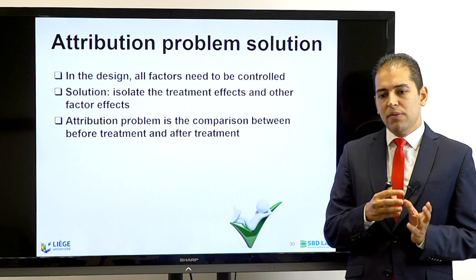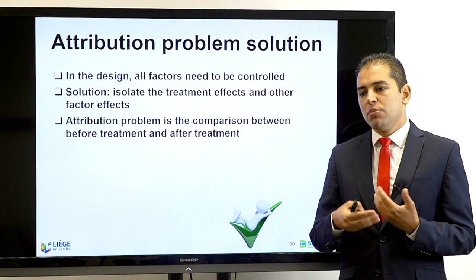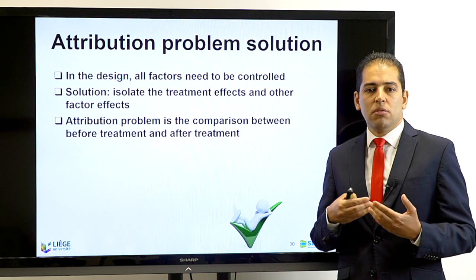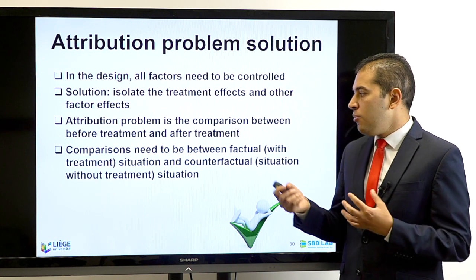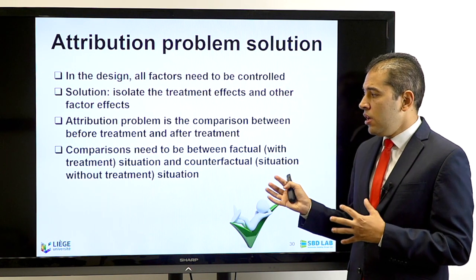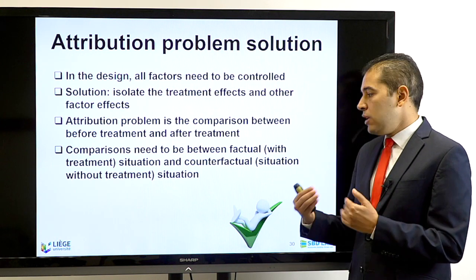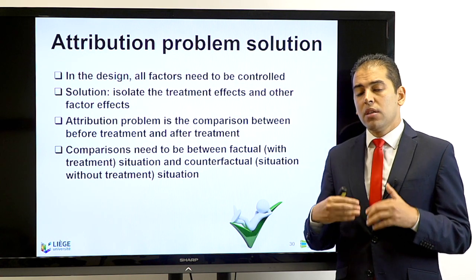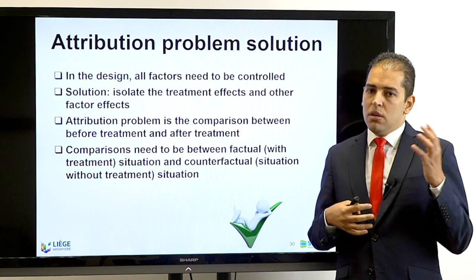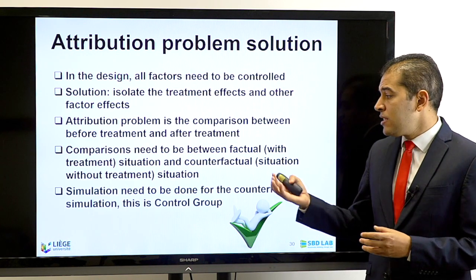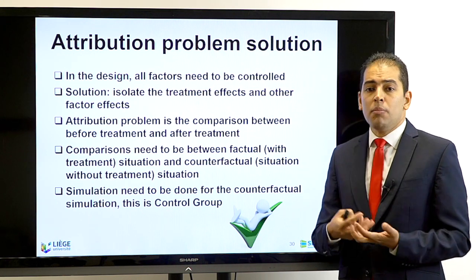Because if I do not have this approach of comparison, then I will not be able to benchmark, or I will not be able to communicate or document any difference or any variance. So it's very important to take this into account. So comparisons need to be between factual, with-treatment situations and counterfactual, without-treatment situations. So this is a fundamental principle when we plan our experiment, before and after. And simulation needs to be done for the counterfactual, and we must have a control group.